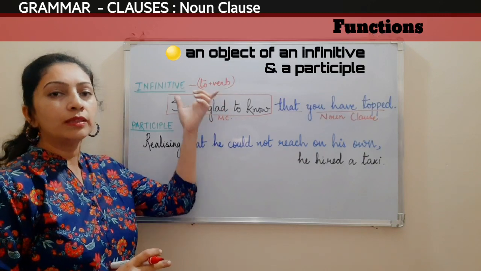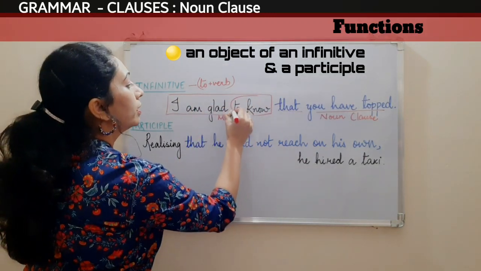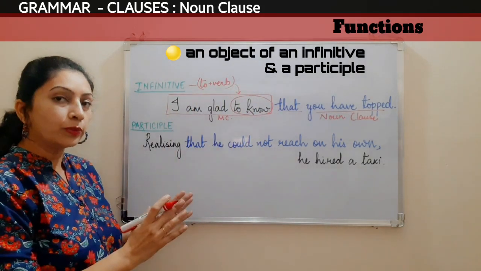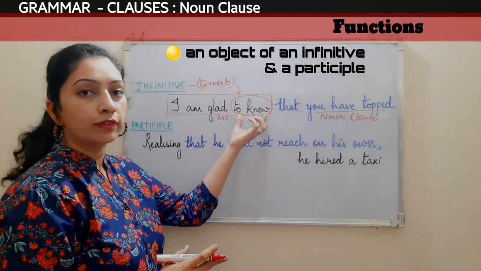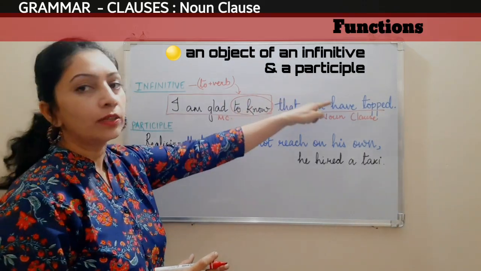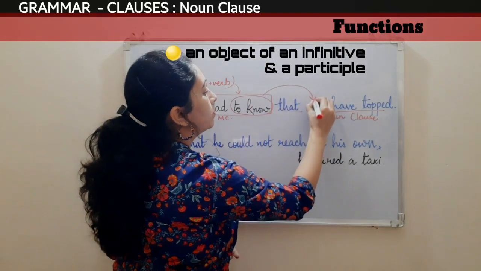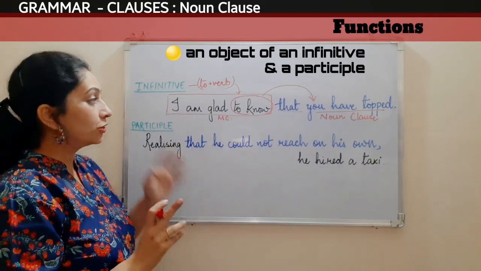Now look at the verb in the main clause: "know". But this "to know" is a to-infinitive form. So if you have a subordinate clause after this to-infinitive form, then it acts like an object to it. So here my noun clause will act like an object to this infinitive form.